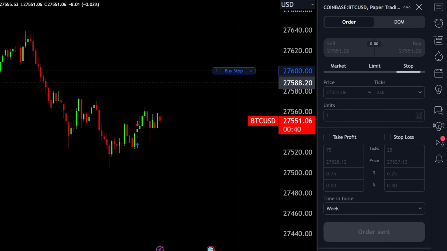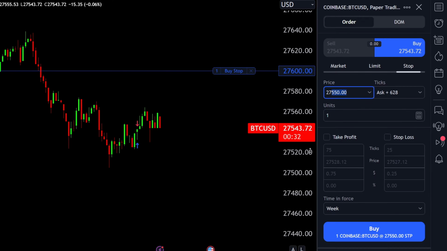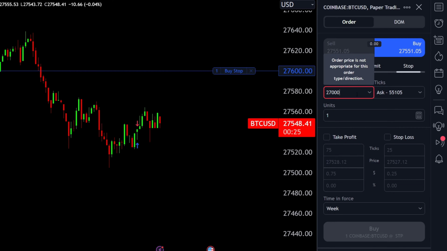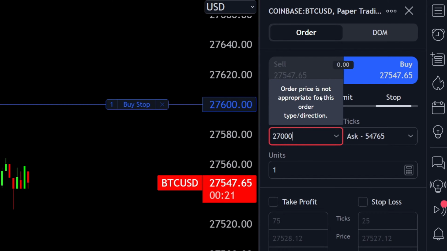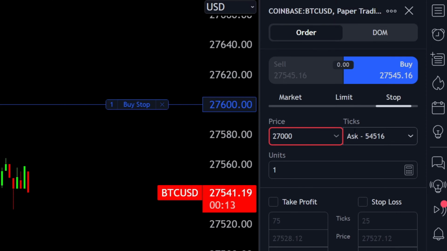And the buy stop order, let me show you, we go back here to the buy stop. And if you try to place a buy stop below where the price is currently, you can see right now we're trading at 27,540 around there. So if we try to place a buy stop order below this point, you can see that it says that the order price is not appropriate for this order type or direction. So you can see that you can only set the buy stop order above where the price is right now.